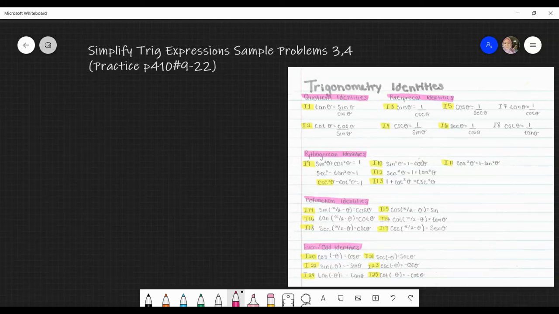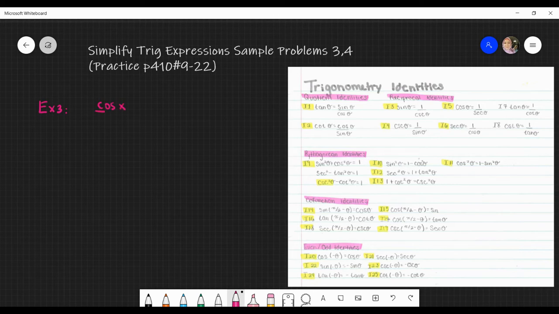Hi, in this video we're going to continue the objective of simplifying trig expressions using trig identities. You can see how I copied and pasted the trig identity sheet so we can use it as we are simplifying. This video will include example 3 and example 4. In a previous video, we discussed example 1 and 2. So let's write example 3 and take a look at how we can simplify it.